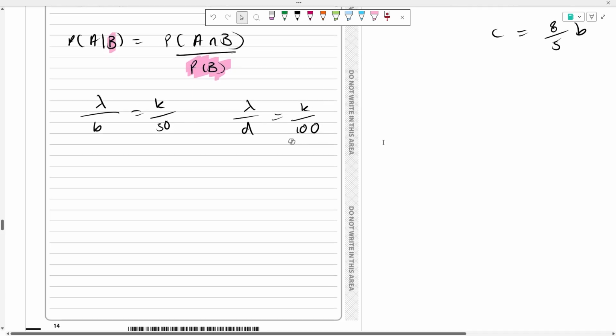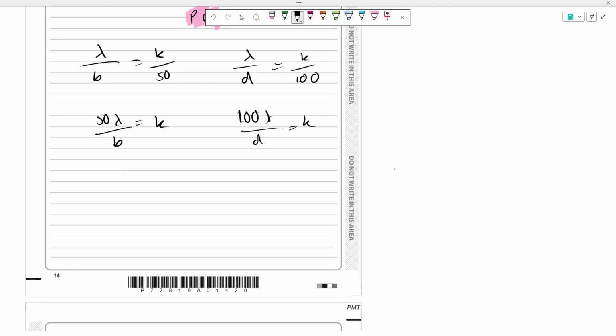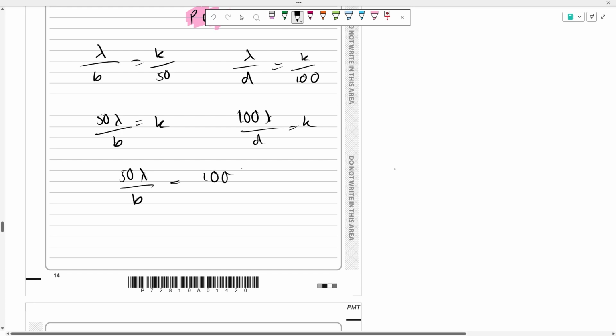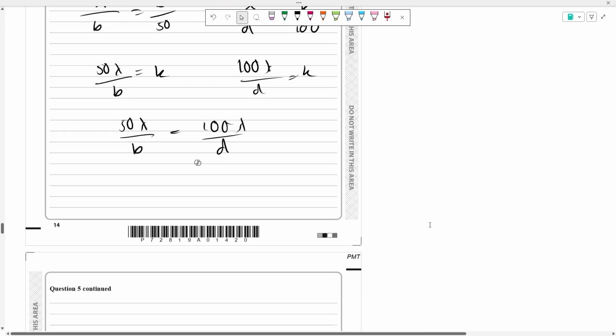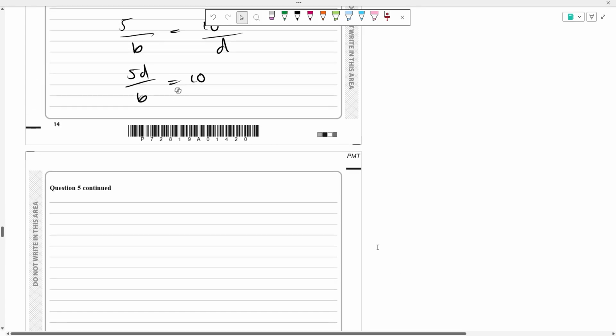Cool. Let's rearrange this. 50 lambda over B is equal to K, and 100 lambda over D is equal to K. I'm going to equate both of these equations together: 50 lambda over B is equal to 100 lambda over D. We can start to cancel out some stuff. We can cancel out lambda, and we can also cancel out a 10. I'm going to make this D equals, so it's still in terms of B. So I end up with 5D over B is equal to 10. I can also divide through by 5. D is equal to 10B over 5. Therefore, D is equal to 2B. Perfect.